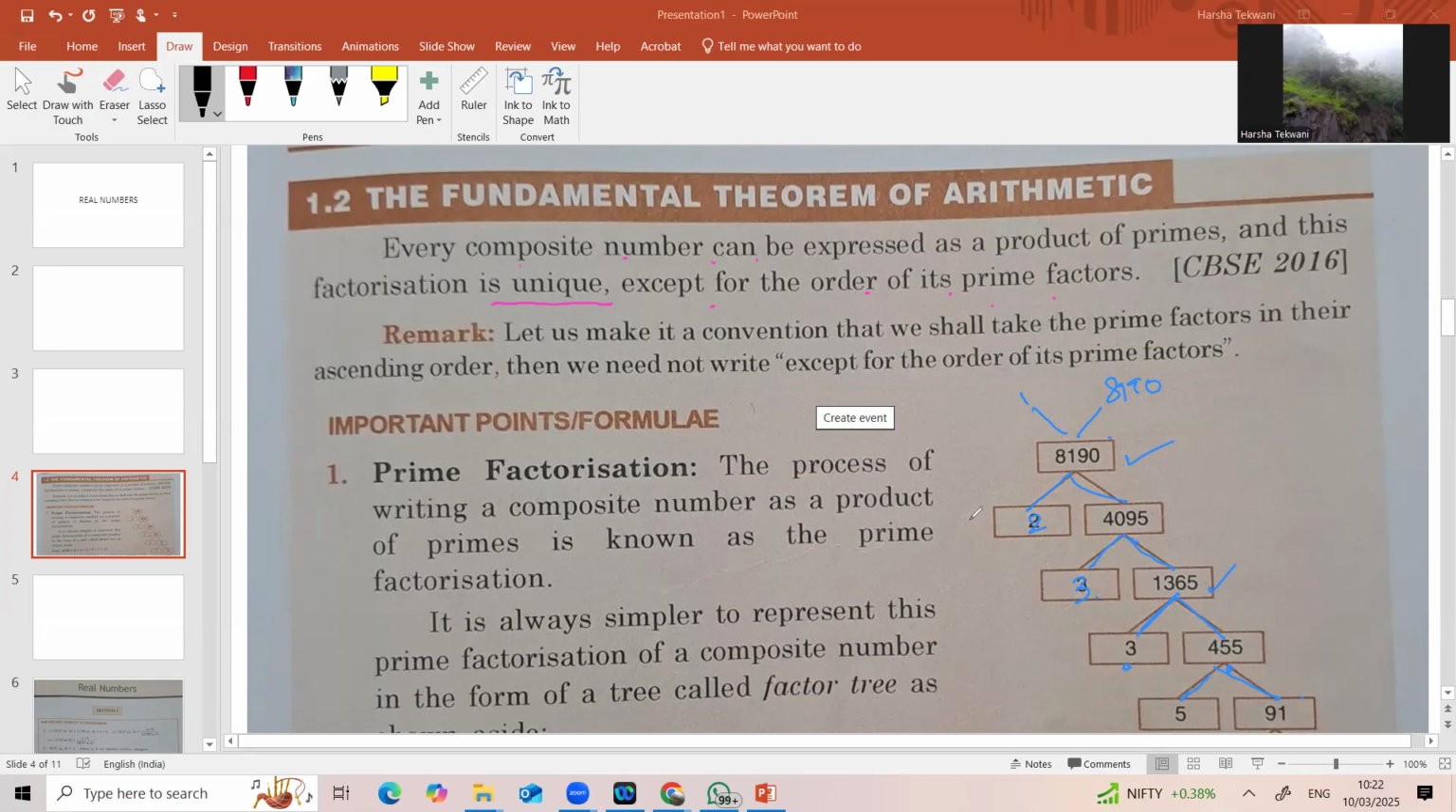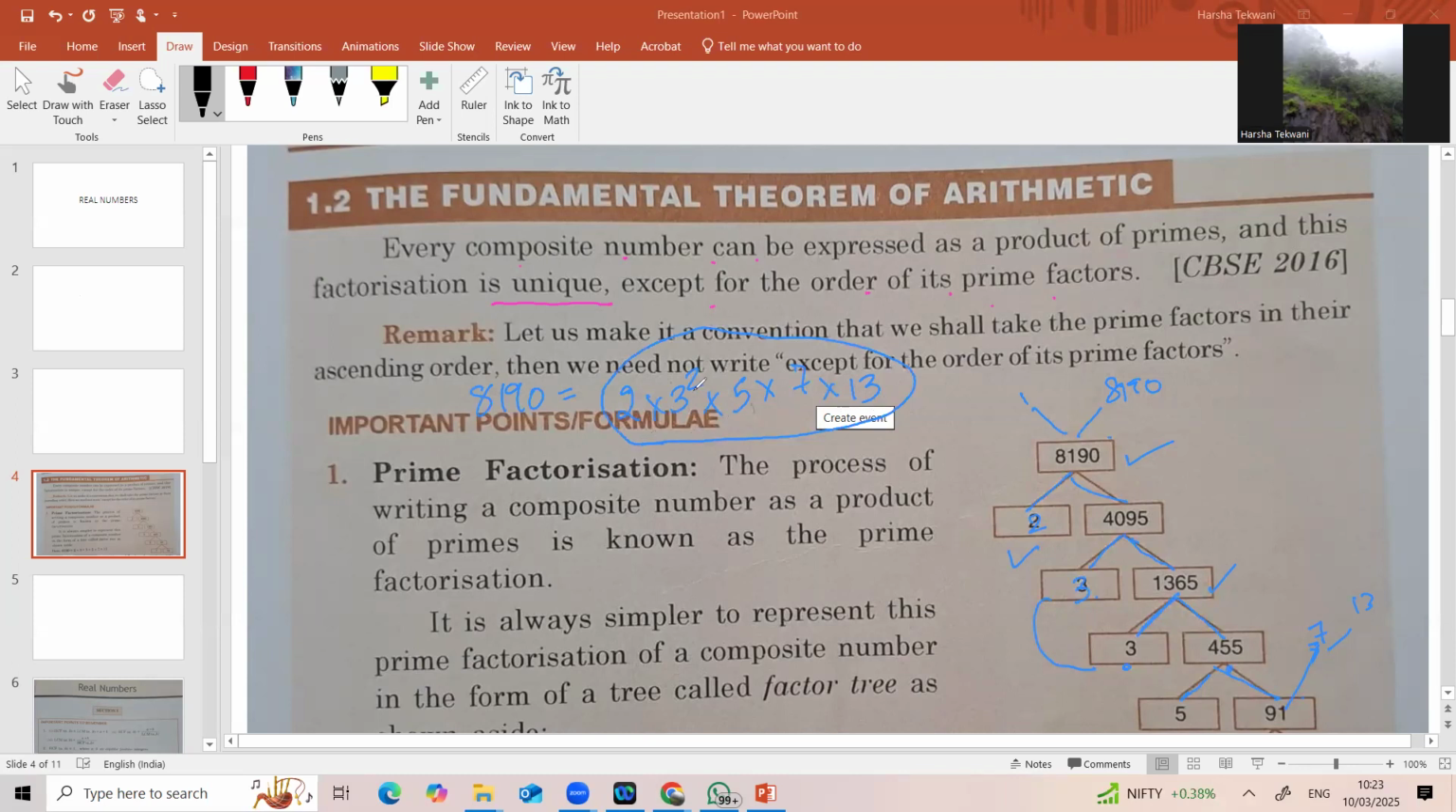So as you can see, this 8190 can be expressed as a product of prime numbers: 2 into 3 square into 5, and maybe the 91. 91 continues with 7 and 13. Didn't I express this 8190 as a product of primes?